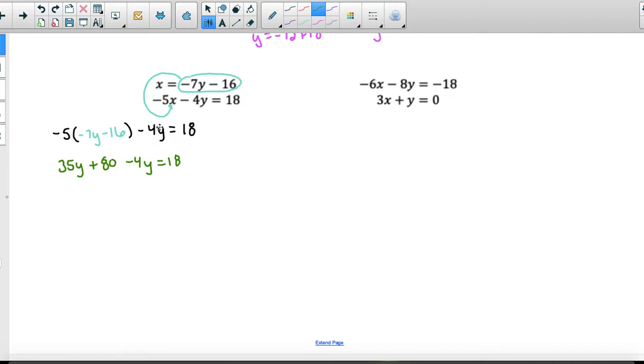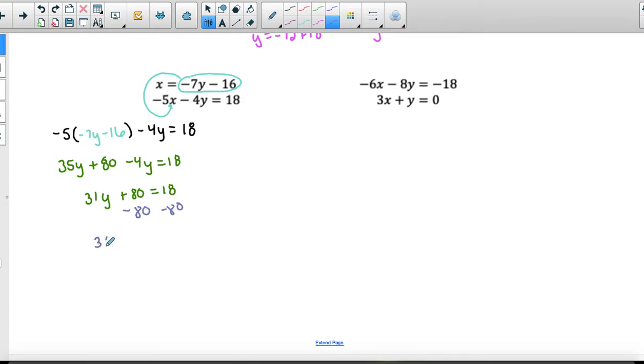Now I'm just going to combine my like terms. 35y and negative 4y is 31y plus 80 equals 18. Now I can solve. I'm going to subtract the 80.